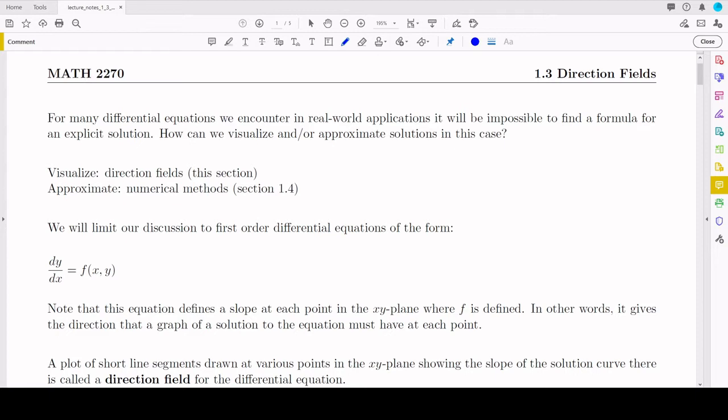We will limit our discussion of direction fields to first-order differential equations of the form dy/dx equals f of x comma y. Note that this equation defines a slope at each point in the xy plane where f is defined. That is, dy/dx, remember, is the derivative of our solution y, and the derivative equals the slope of the tangent line.